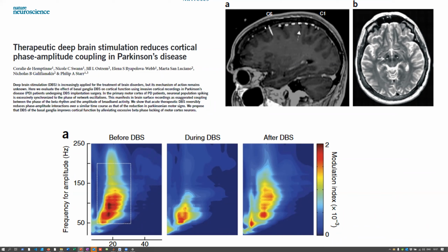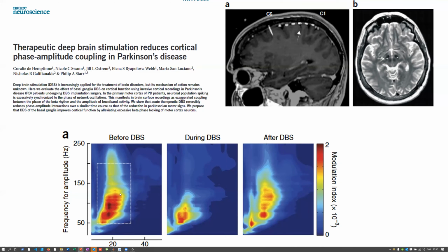While he implanted the DBS leads, he additionally put an ECOG strip on the cortex of the patient subdurally and recorded activity from there. And he demonstrated that before stimulation, there's very strong cross-frequency coupling. On the x-axis here, you can see the frequency of the phase or carrier frequency, and on the y-axis, you can see a frequency for the amplitude. This graph shows that around 20 hertz, there is an interaction between the phase of the beta band signal and the amplitude of a high frequency activity.